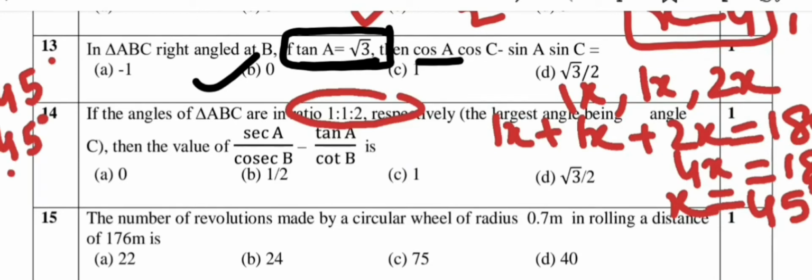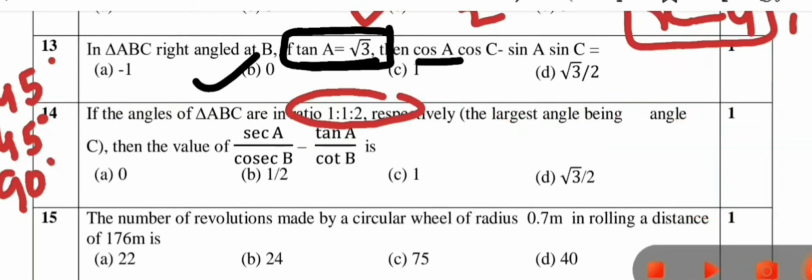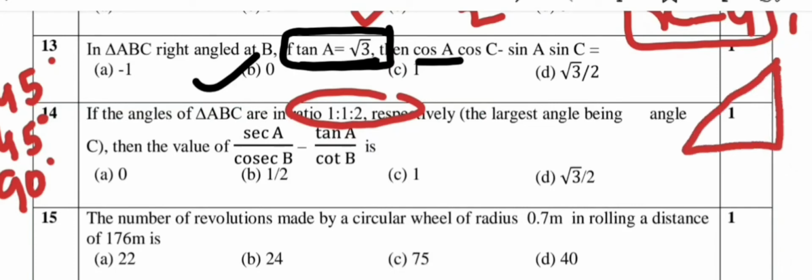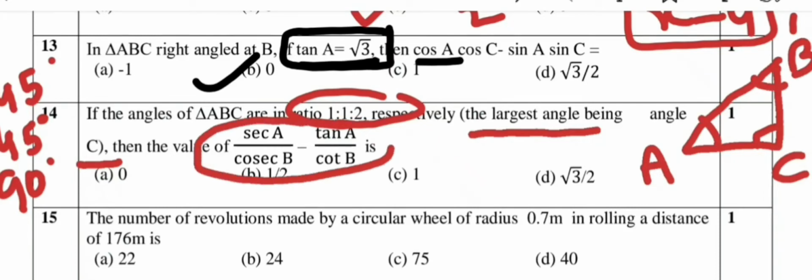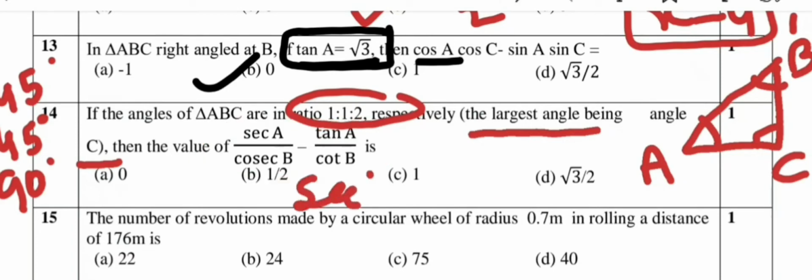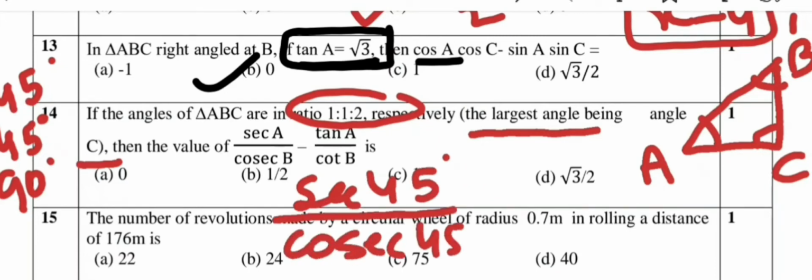So we can find the three angles. If x is 45 degrees, so first angle will be 45, 1x means 45 degrees, second angle will be also 45, and the third one will be 2x, means 2 into 45, 90. Now let us draw the diagram. We have a triangle ABC, and they have mentioned in the question that the largest angle is C. It means this 90 degree angle is the value of angle C. So we can take C here, and we can take A and B anywhere. Both are 45 degree.